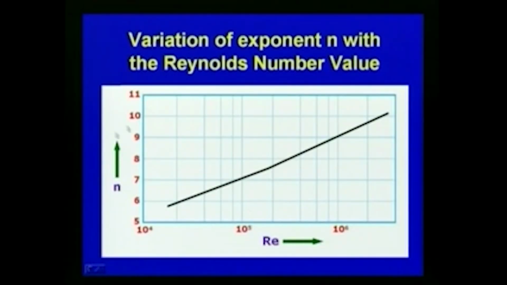Now, as far as the variation of n with the Reynolds number is concerned, you can see that the value of n changes like this. The Reynolds number is plotted on the x axis and n is plotted on the y axis. You can see the variation across the laminar range, the transitional range, and the turbulent range. From here onwards the turbulence starts, and that is why we say generally n is equal to 7. The variation of the exponent n with the Reynolds number is shown in this slide.